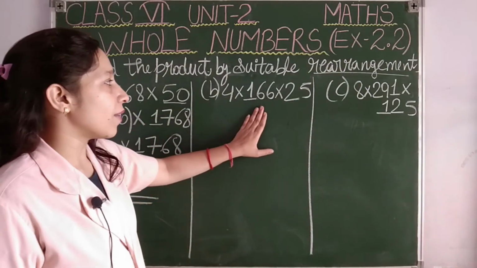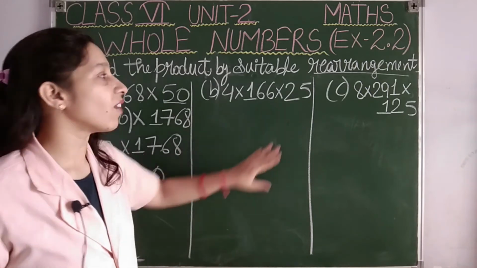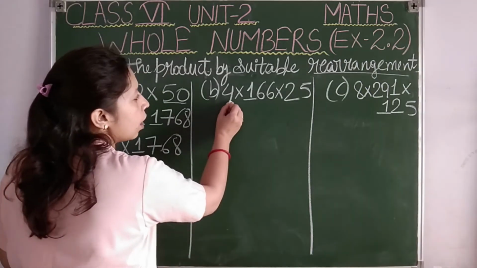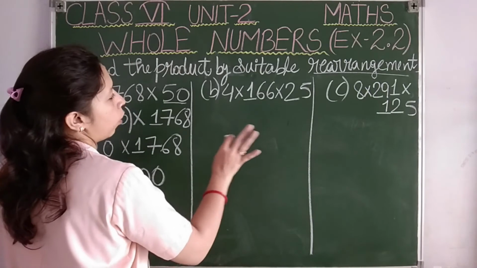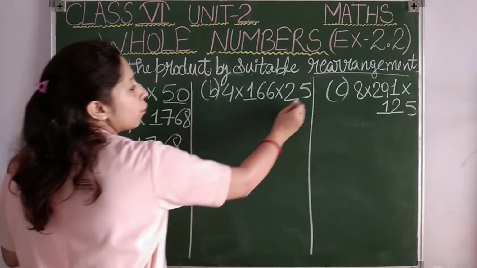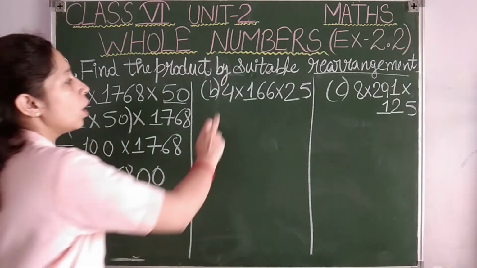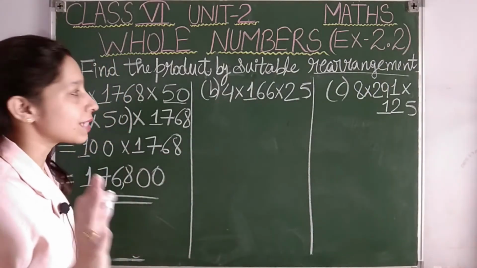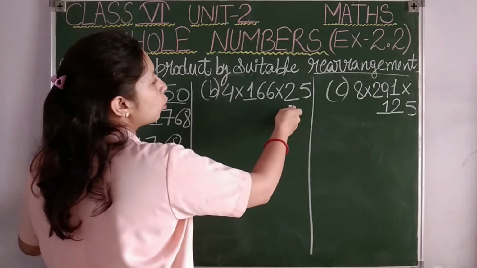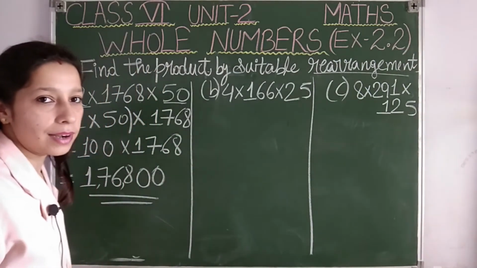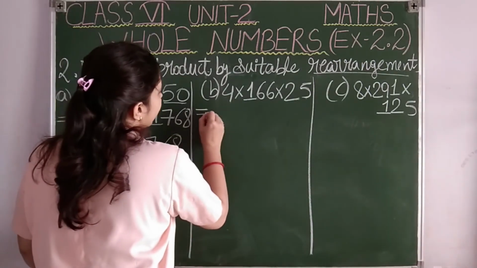Okay, point number B again. 4 multiplied by 166 multiplied by 25. No problem, take the units place. 4 sixes are 24. No, I will not multiply these two numbers first. 4 fives are 20. Now students, you are getting a number which is ending with 0. So these two numbers I will multiply first. And also see like this, 4 into 25 or 25 fours are 100. So let us take them together.